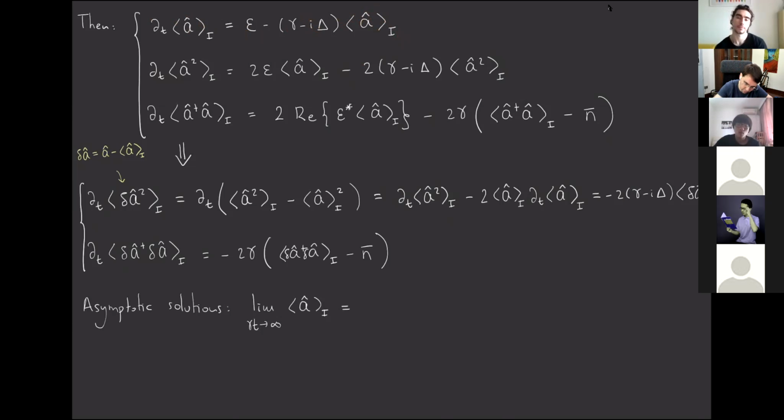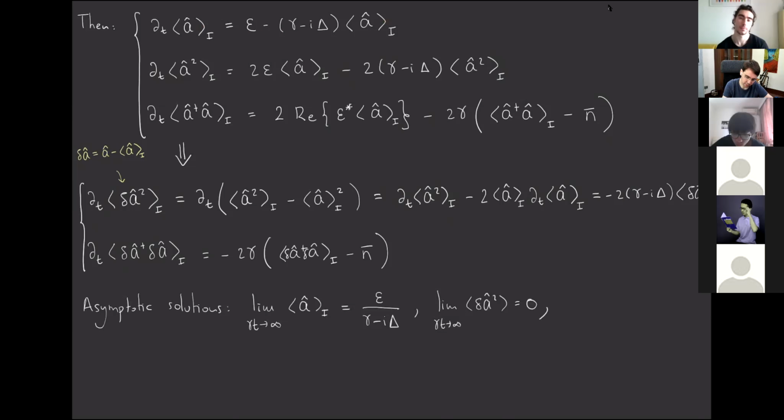So let me write it down. So epsilon divided by gamma minus i delta. Now we can do the same for the second order moments. The limit when gamma t goes to infinity of delta A squared is equal to 0.